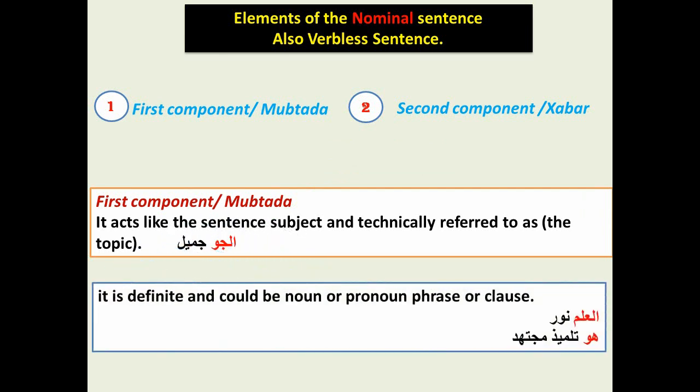It is definite and could be noun or pronoun phrase or clause. When I say العلم نور, العلم is the مبتدأ. Okay. هو تلميذ مجتهد. هو is المبتدأ and here it is a pronoun. العلم نور, knowledge is light. العلم, here it is مبتدأ and it is a noun in this case. هو تلميذ مجتهد, he is a hard-working student. So here المبتدأ is a pronoun.